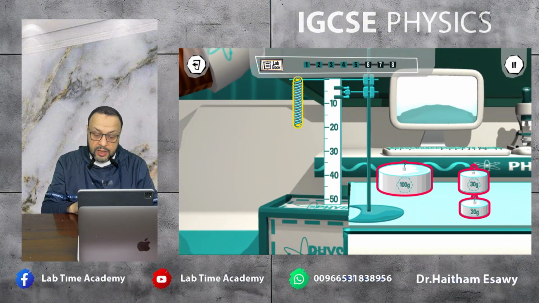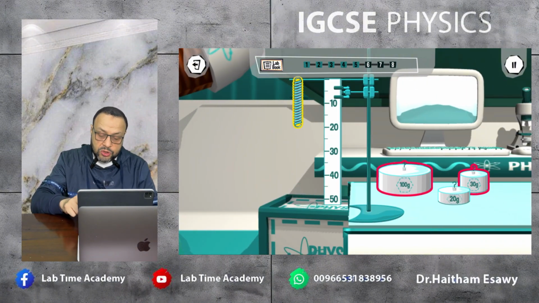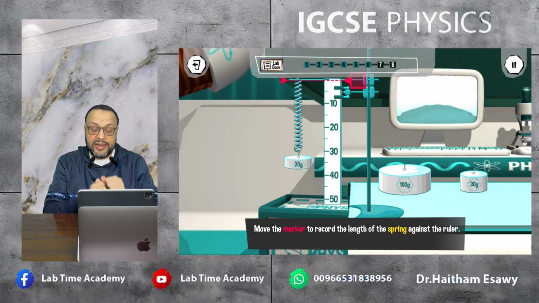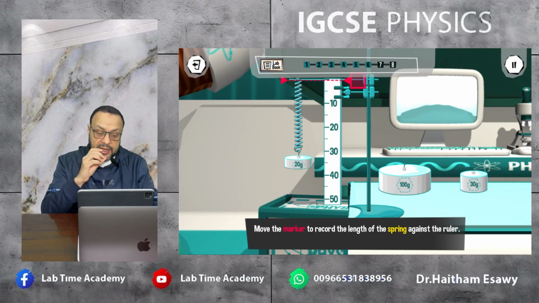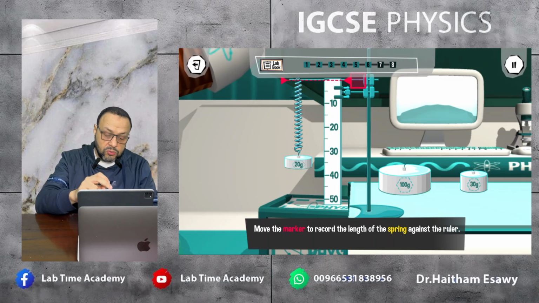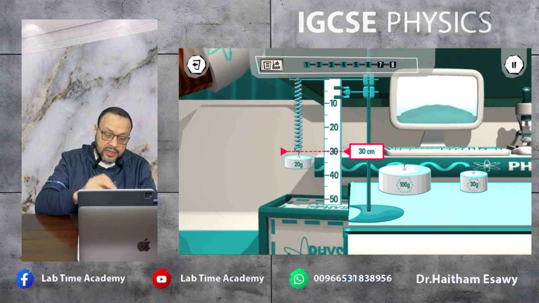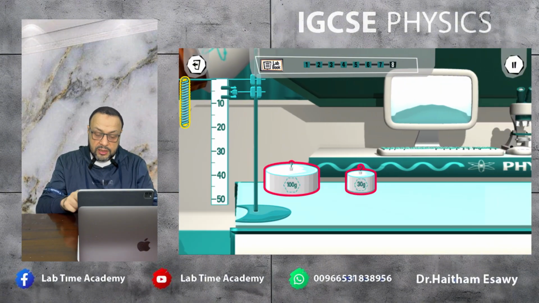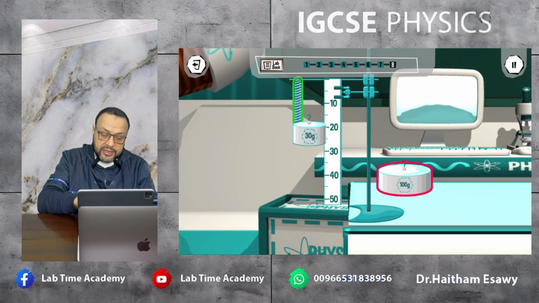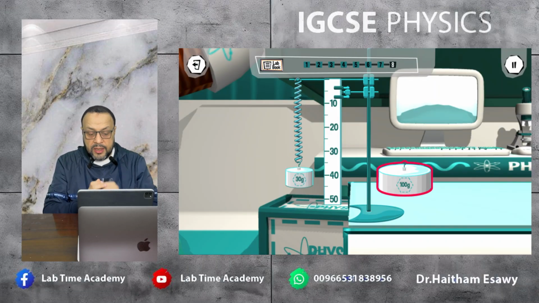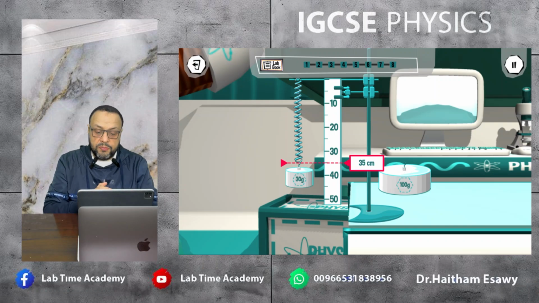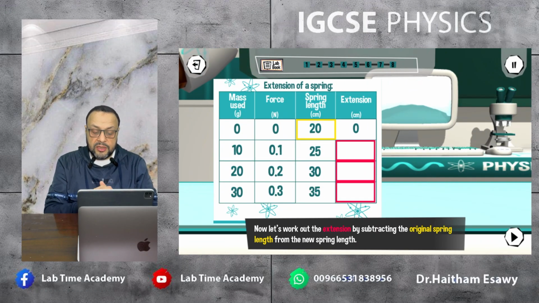Then I want to add another mass, which is 20 grams. So what will happen? We have more length, an increase in the length of the spring. To determine the new length, I have to move the marker down, and the new length is 30 centimeter. So I write here 30 centimeter. The same thing for the last one, 30 grams. So what will happen? It will be more stretched. I'll move the marker down. The new length will be 35 centimeter. I write here 35 centimeter.